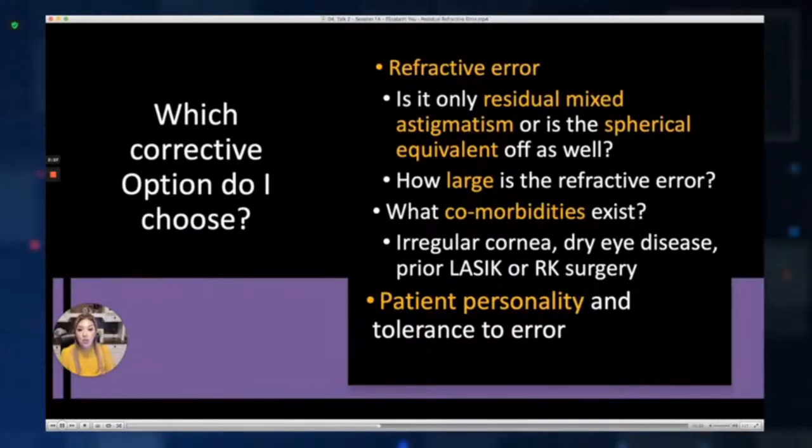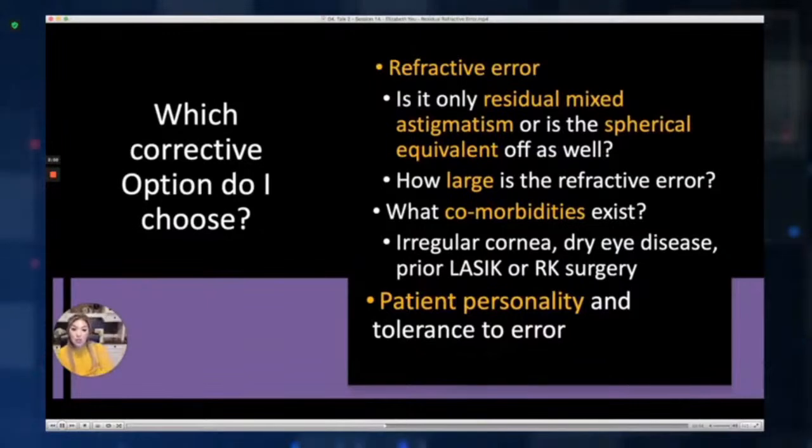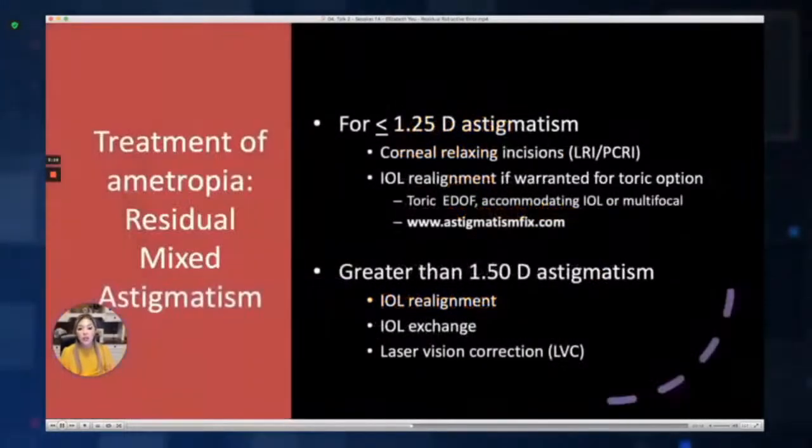How large is that refractive error, and what type of error is it? Is it a residual mixed astigmatism? Is the spherical equivalent off as well? Are they on the plus side or the minus side? What comorbidities actually exist with the patient, including irregular corneas and dry eye, and then a patient personality assessment and tolerance to that refractive error.